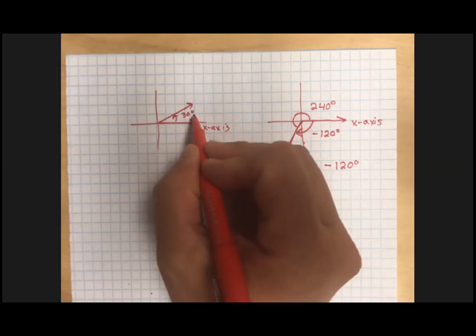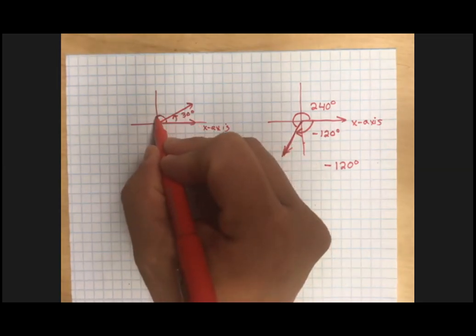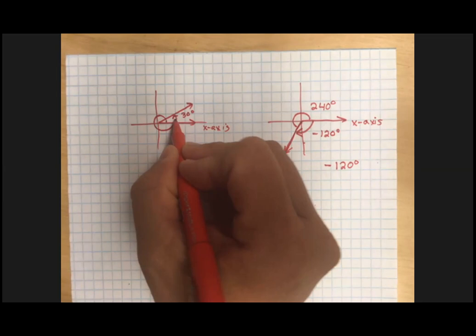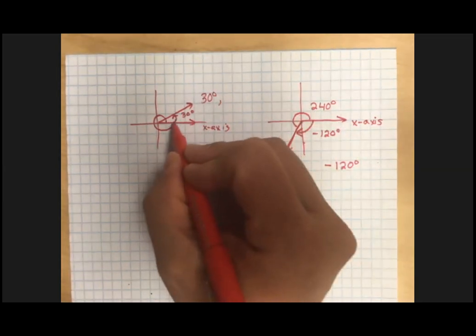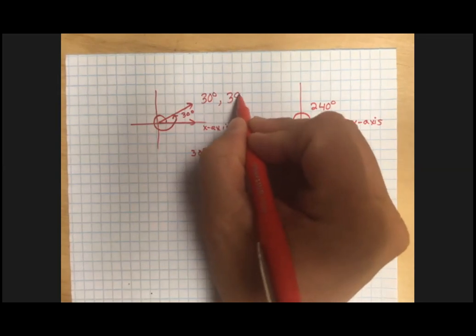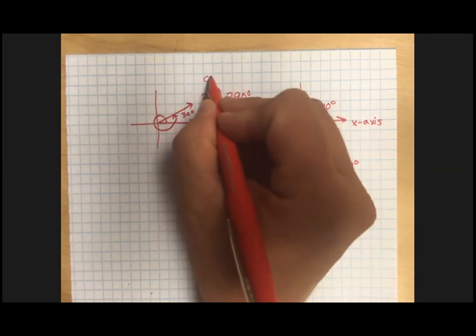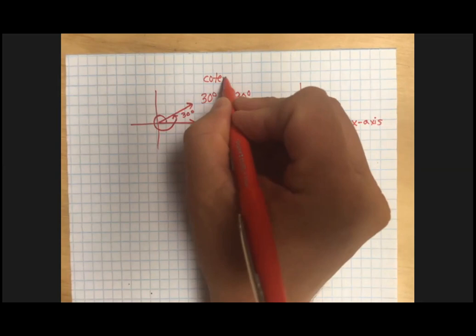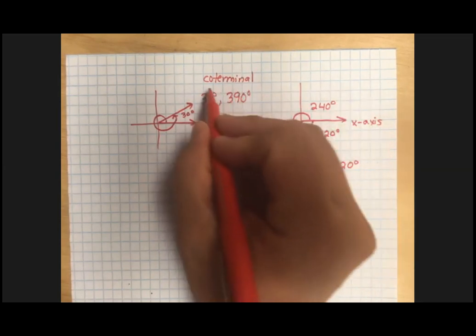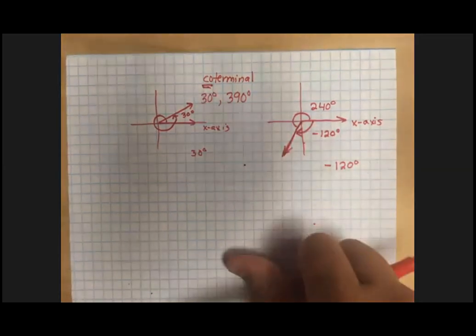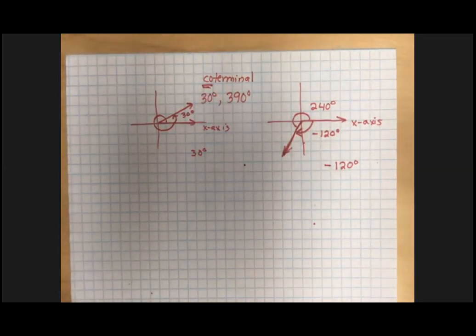Let's try it with 30 degrees. If I went once around and came back to 30, that would be 360 plus 30, that would be 390. These two angles, they are different angles, but they landed at the same terminal side. So they're called coterminal. Okay, good. Worth practicing again.